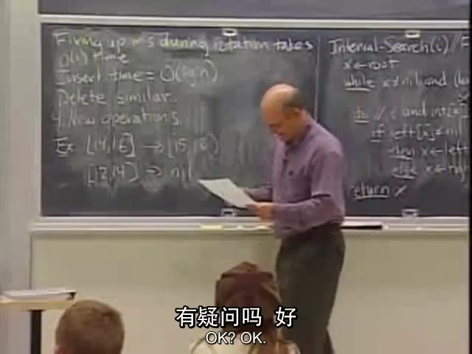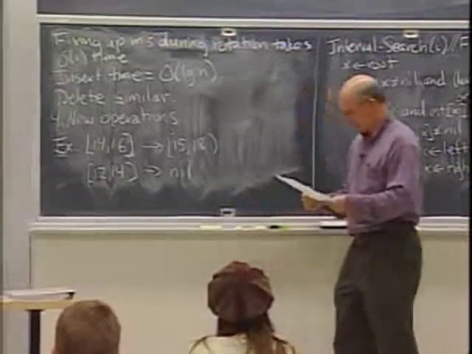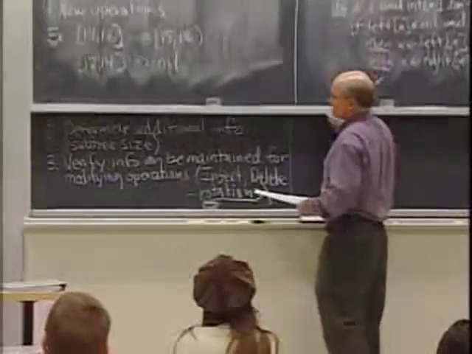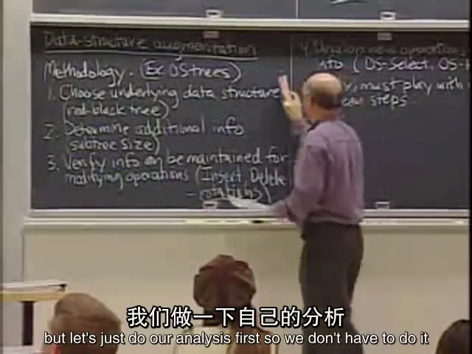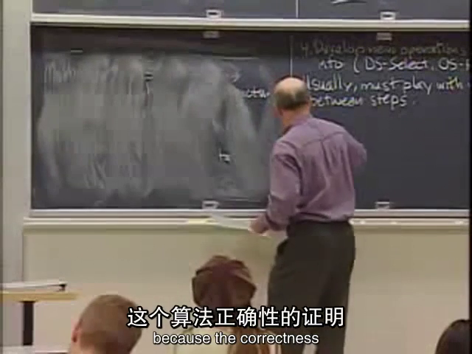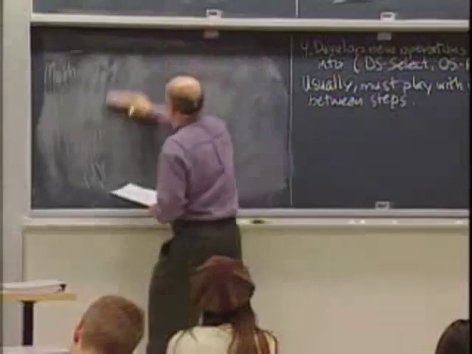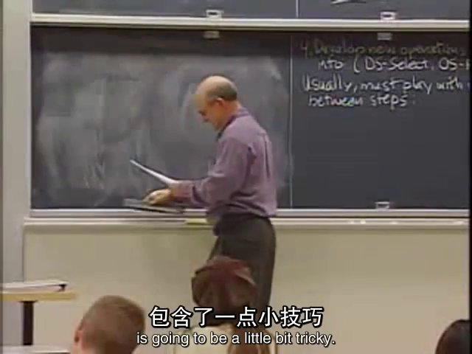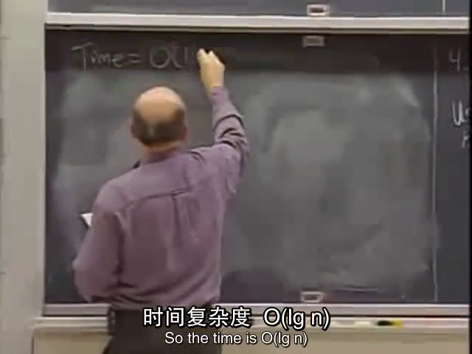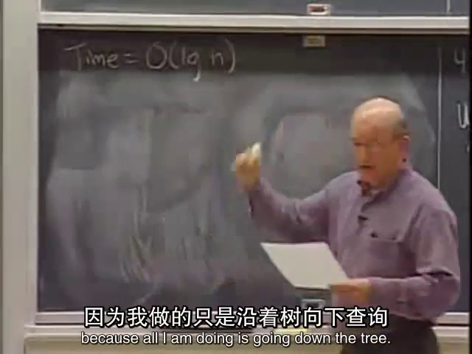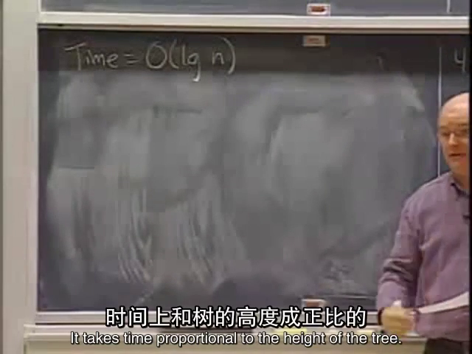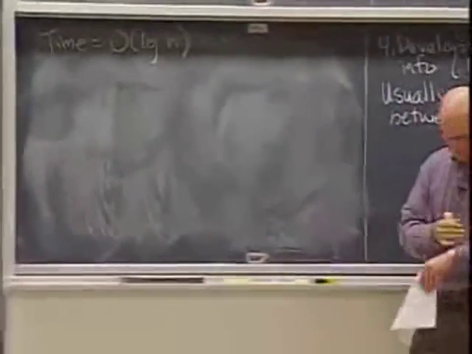We're going to do correctness in a minute. But let's just do our analysis first, because the correctness is going to be a little bit tricky. So the time is order log n, because all I'm doing is going down the tree. It takes time proportional to the height of the tree. So that's pretty easy.